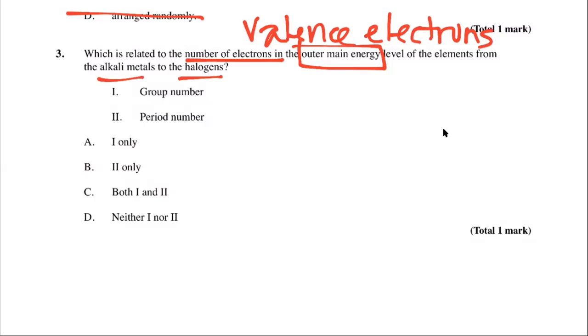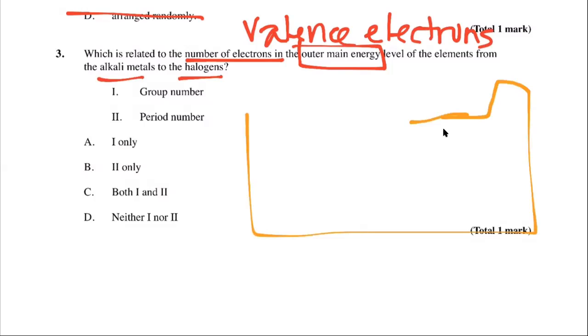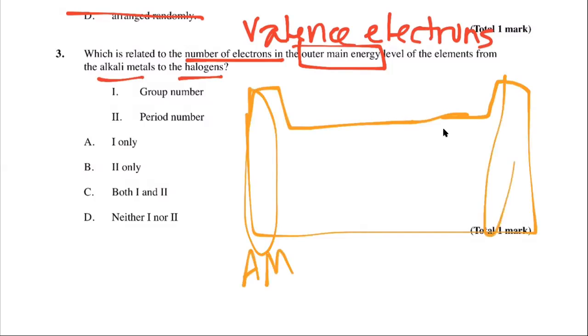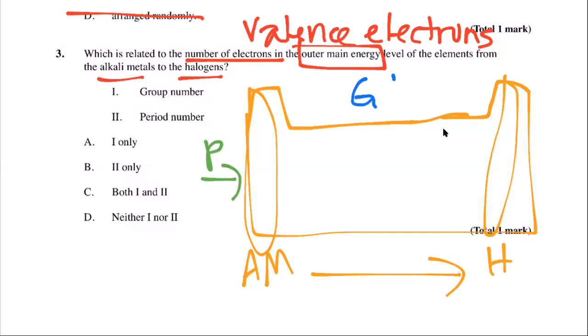If you remember from last year, if I had a periodic table here, okay, I don't draw very well, but there it is. The alkali metals are over here in group 1. The halogens are this next to last group over here in group 17. So they're asking, as we go across from the alkali metals over to the halogens, what relates to the number of valence electrons, the group number or the period number? Remember, the periods are the horizontal rows. The groups are the vertical columns.